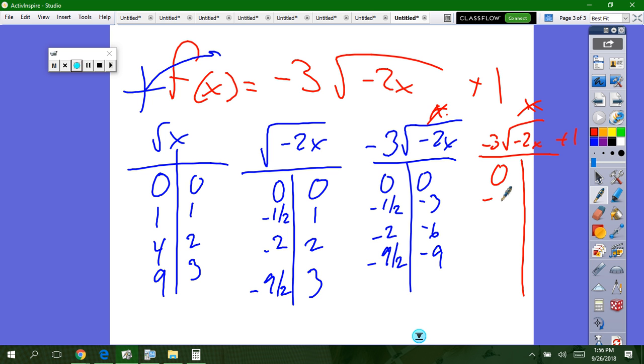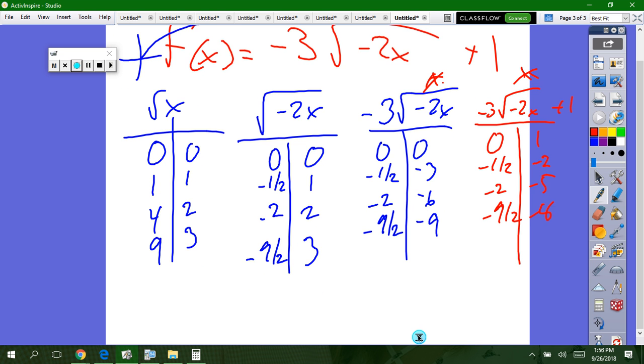So I have 0, -1/2, -2, -9/2. Those are going to stay the same because once again, it's still on the outside, right? So what am I going to do to my y value? I'm going to raise them up 1. So that's 1, -2, -5, and -8.